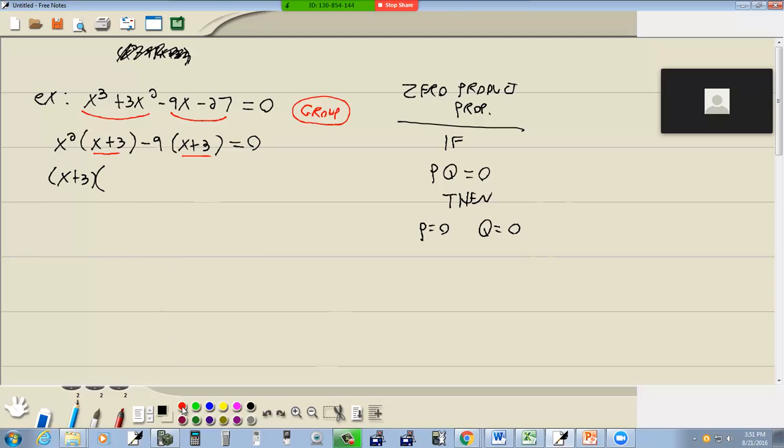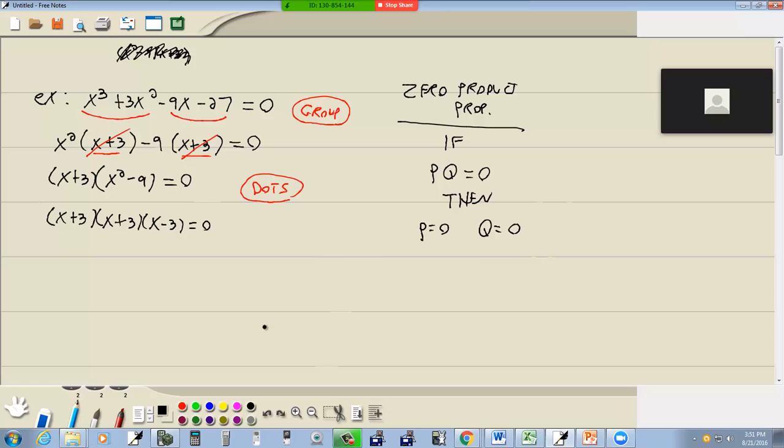Now to decide what goes in your second set of parentheses, you can go up to your previous step, cross out the x plus 3's, and what isn't crossed out is what goes right here, which would be x squared minus 9. Now we can factor this down further, because x squared minus 9 is two terms with a minus between them. That's difference of two squares. And I didn't mean for that to be the same, but oh well. So x squared minus 9 factors as x plus 3 times x minus 3.